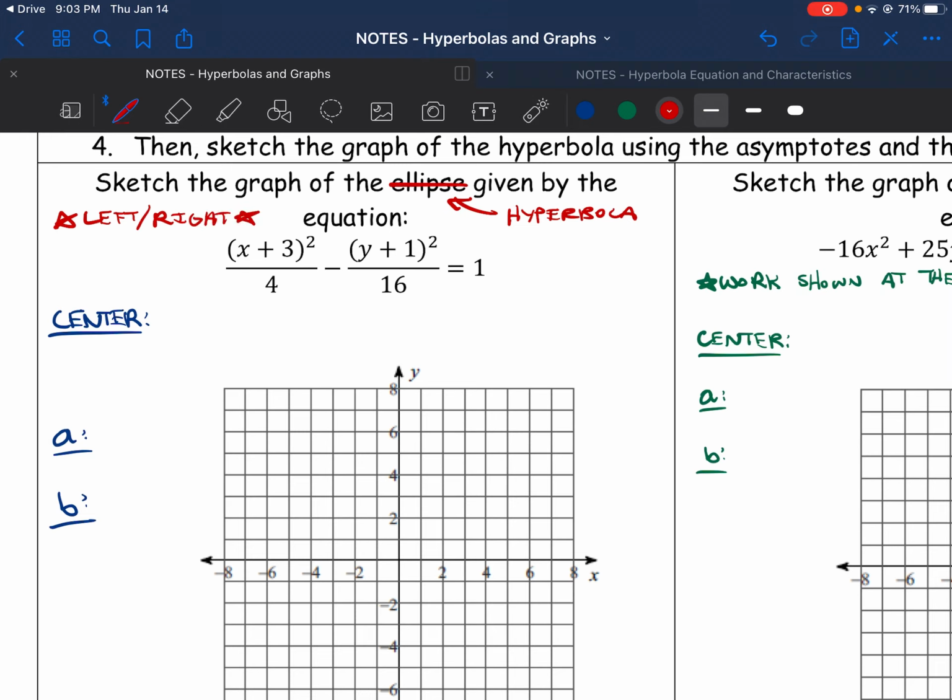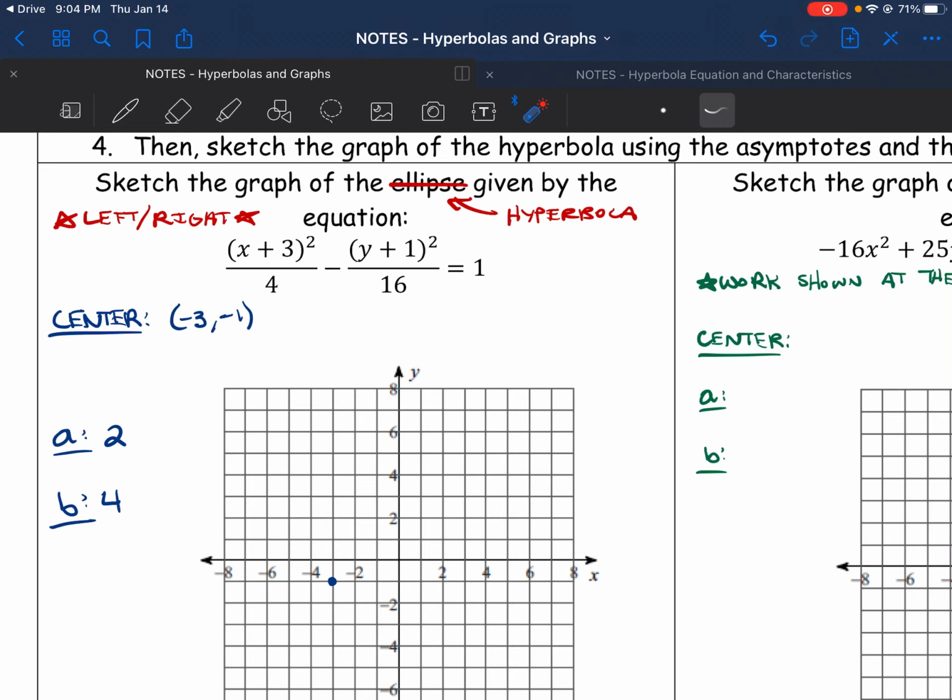Okay, next let's go ahead and find the center, the a term, and the b term based off of the equation. From the equation, we can see pretty easily that the center is going to be -3, -1. So I'm going to go ahead and plot the center right here, -3, -1. We can see that the a term, which is the square root of the left denominator, is going to be 2. And the b term, which is the square root of the right denominator, is going to be 4.